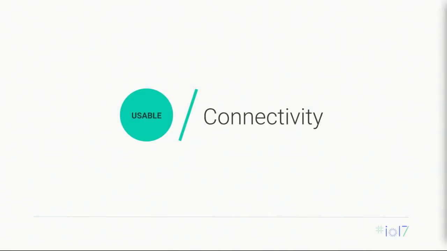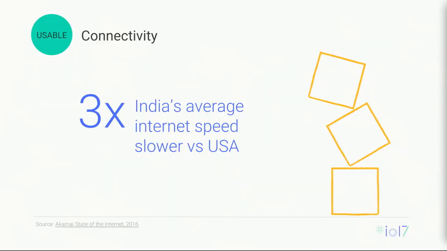So the next component of the usable bucket is connectivity. We know that the internet is much slower in different parts of the world. The statistic is that in India, on average, the internet is 3 times slower than it is here in the United States. And most of the folks that are coming online for the very first time are coming online on the slowest connections, on cheap 2G, 3G connections, or overloaded free public Wi-Fi networks.